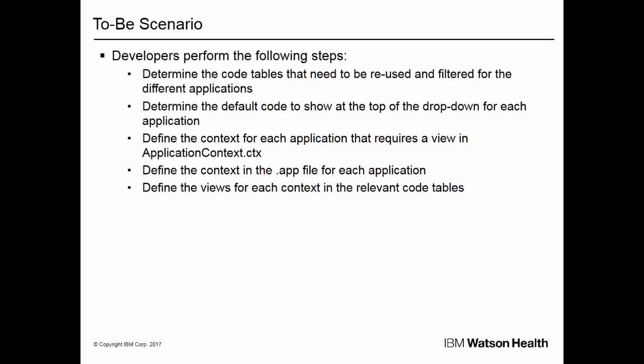In the to-be scenario, developers perform the following steps. Determine the code tables that need to be reused and filtered for the different applications. Determine the default code to show at the top of the drop-down for each application. Define the context for each application that requires a view in applicationcontext.ctx. Define the context in the app file for each application, and define the views for each context in the relevant code tables.